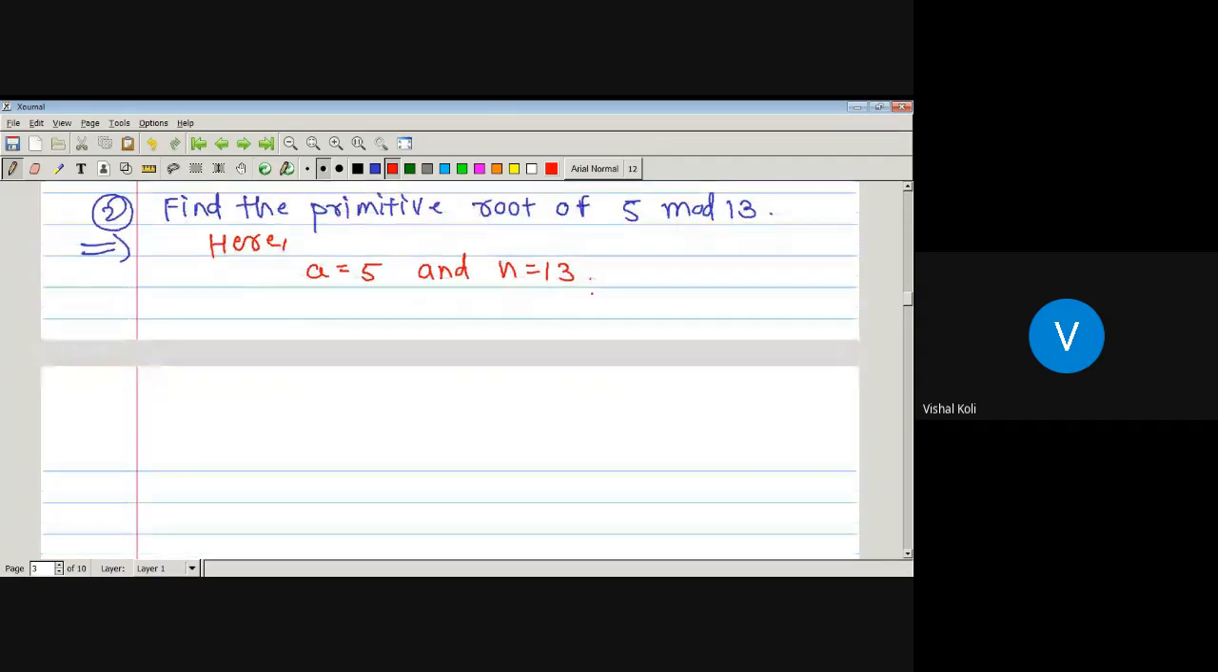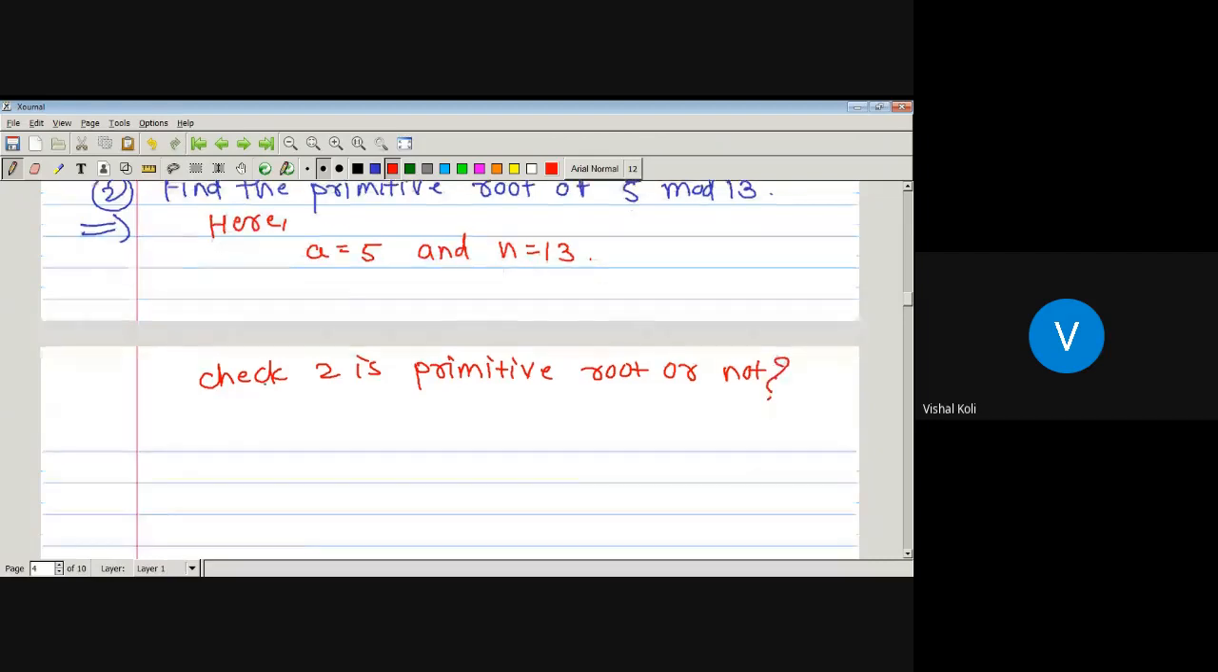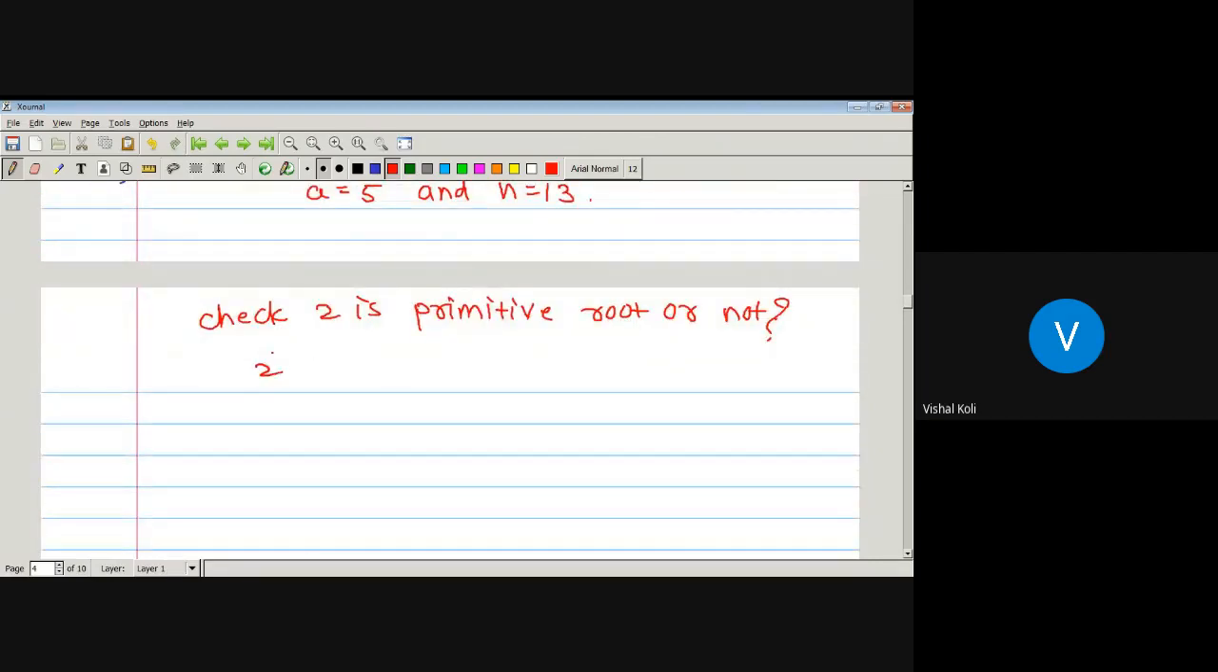As 1 is congruent to 1 modulo 13, then 1 is not a primitive root. Let us check whether 2 is a primitive root or not. See, 2 square is 4, 2 cube will be 8, 2 raised to 4 will be 16, over modulo 13, 16 is nothing but 3 modulo 13.